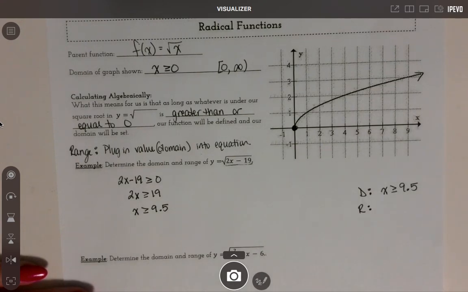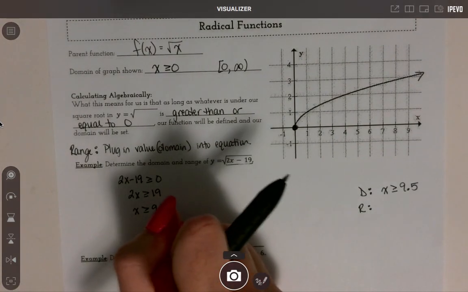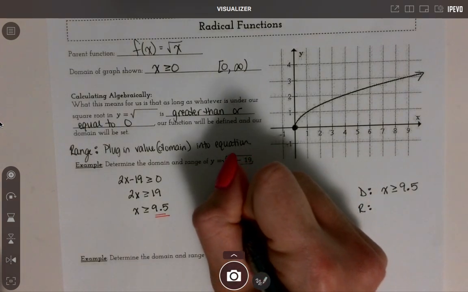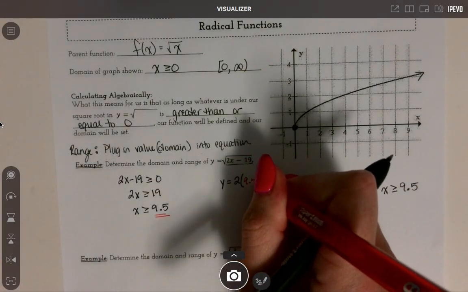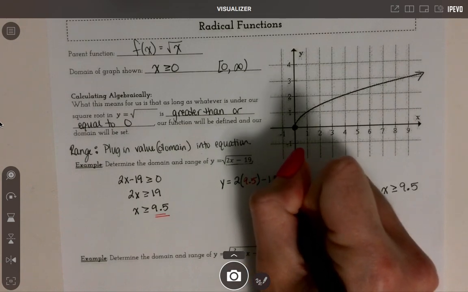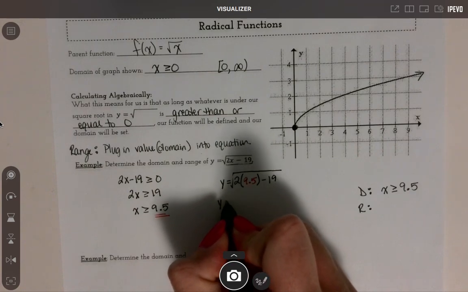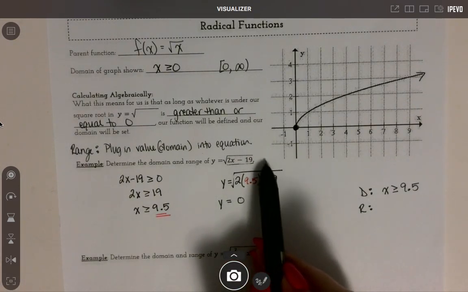I still need to find my range. To find my range, let me grab a different color here. I want to take this number and plug it back into my equation. So I have y equals the square root of 2 times 9.5 minus 19, and all of this is under my square root symbol. I end up with y equals 0, which might make a lot of sense, so you don't have to do that work if we don't see anything added or subtracted on the outside.